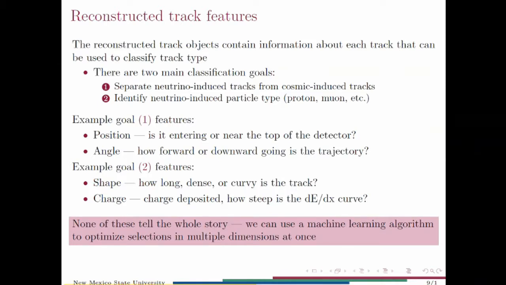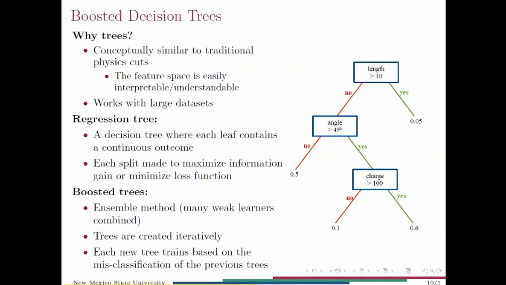We can't use any 1 or 2 of these features to identify each track, but we can use a machine learning algorithm to optimize using all of the features at once. And we can also combine our 2 classification goals and classify both at the same time: whether it's neutrino-induced and what type of track it is. We decided to do that using decision trees, mostly because they are conceptually similar to traditional physics cuts, so they're easily interpretable, and the rest of the collaboration is happy with it.